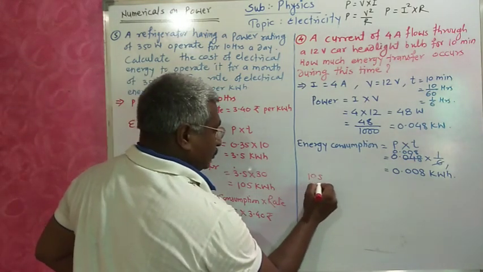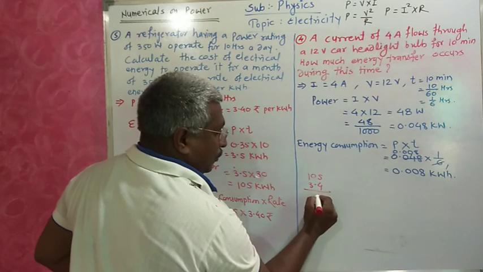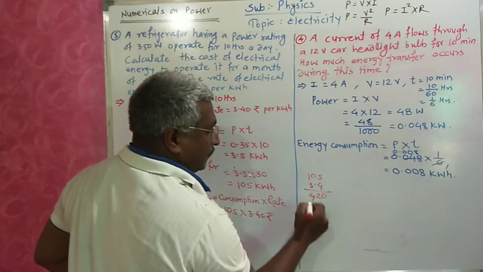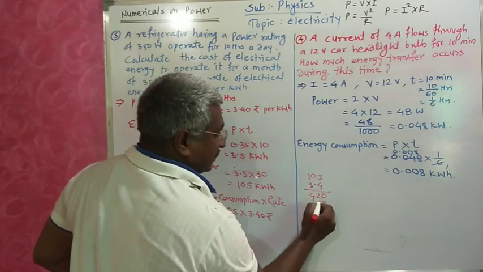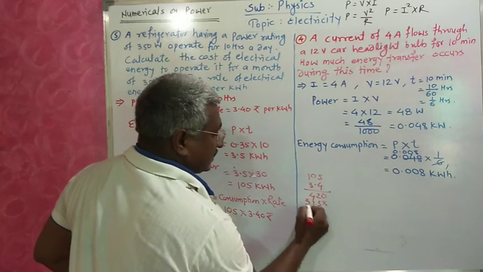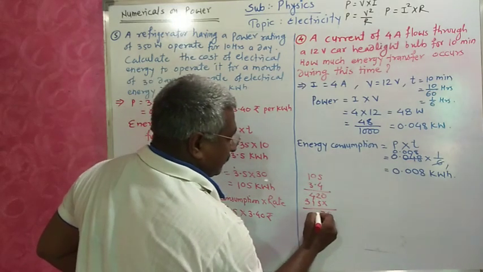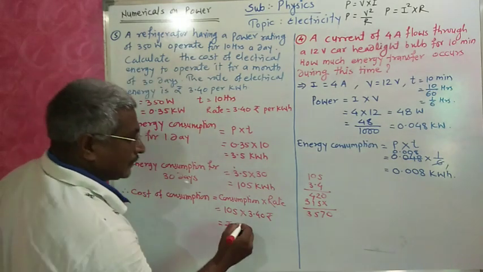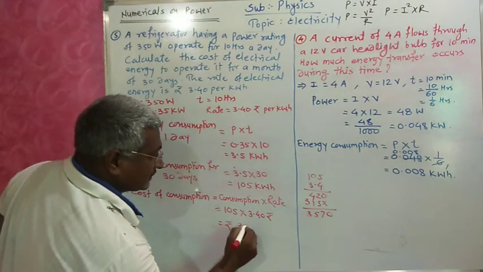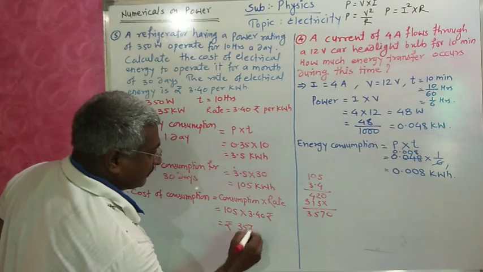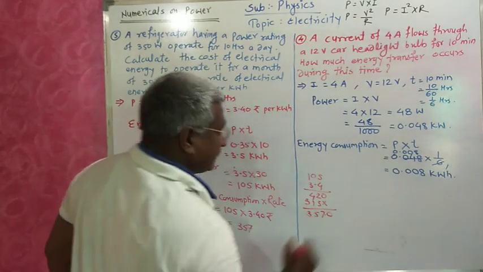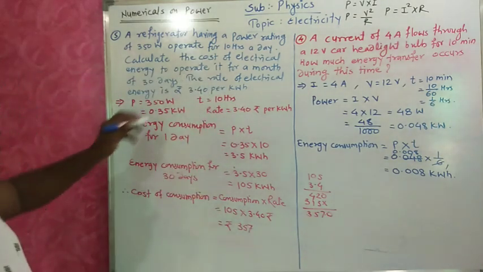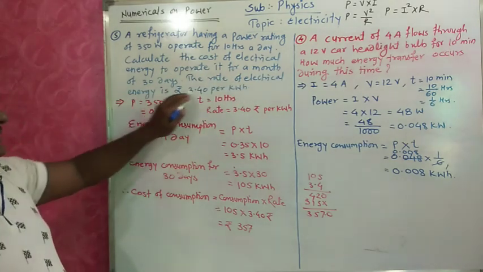105 into 3.4. 4 5s are 20. 4 1s are 4. 3 5s are 15. 3 1s are 3. So what will we get? Rupees 357 decimal point. So the rate of electrical energy is this.